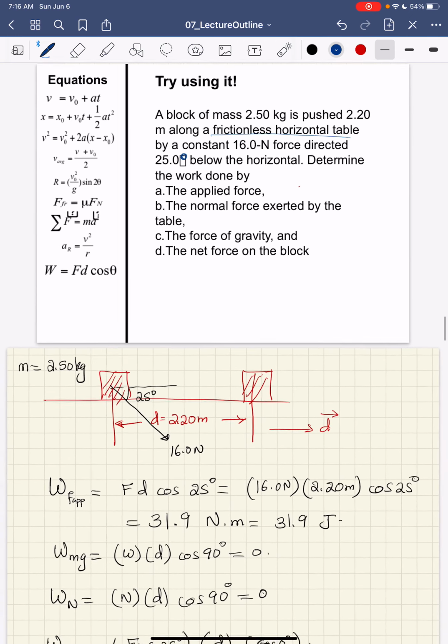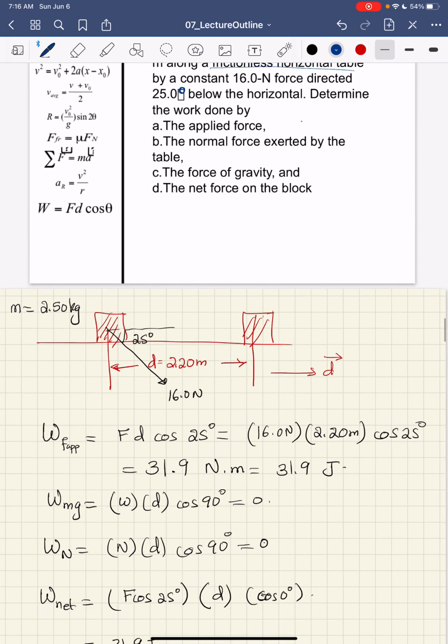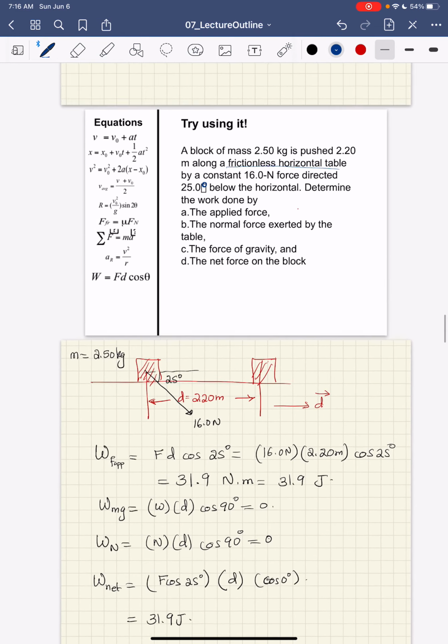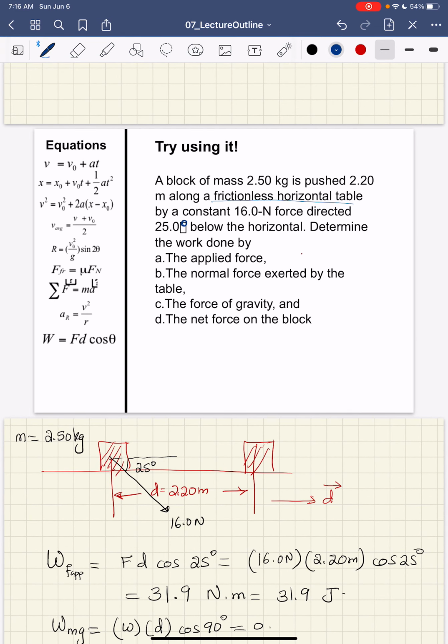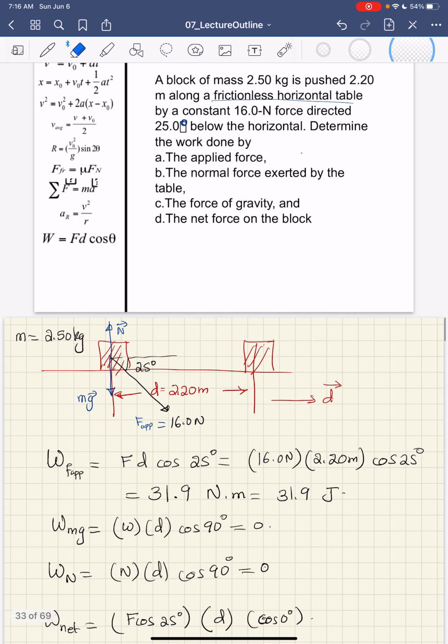Then the first thing, as we know, is we should draw a free body diagram. Then I have, this is the force applied. I have this is mg, the weight. I have this one as the normal. And I don't have any frictional forces.